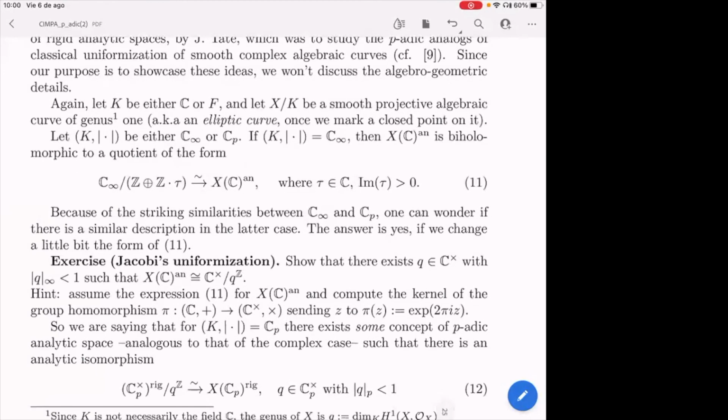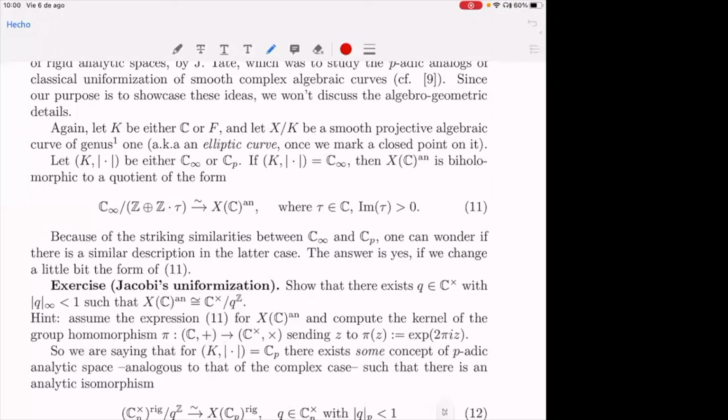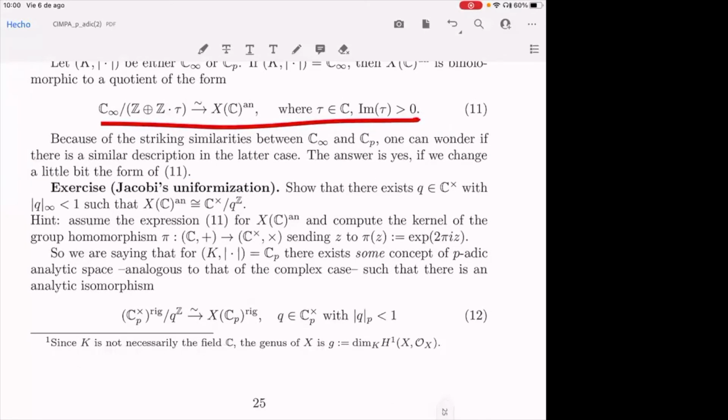The first thing we have to do is to change the complex uniformization. Instead of taking the classical uniformization, which is expressed here in equation 11, you change to Jacobi's uniformization. And this is a very interesting exercise. You can show that there is a complex number which is non-zero and whose norm is located in the unit disk, such that the complex analytic space that you get when you analytify your elliptic curve is isomorphic to the quotient of the algebraic torus divided by the discrete group generated by this element.